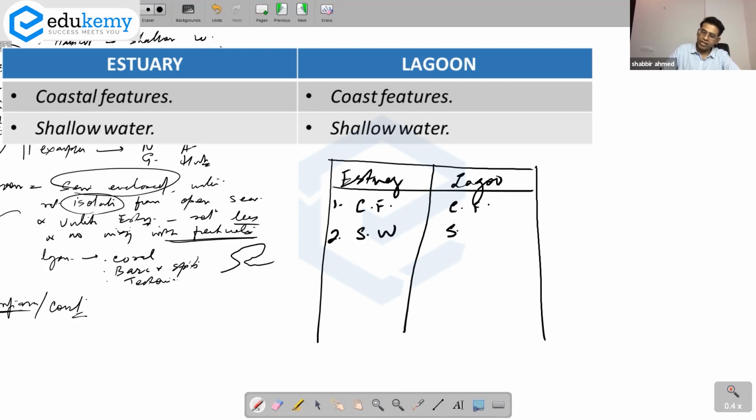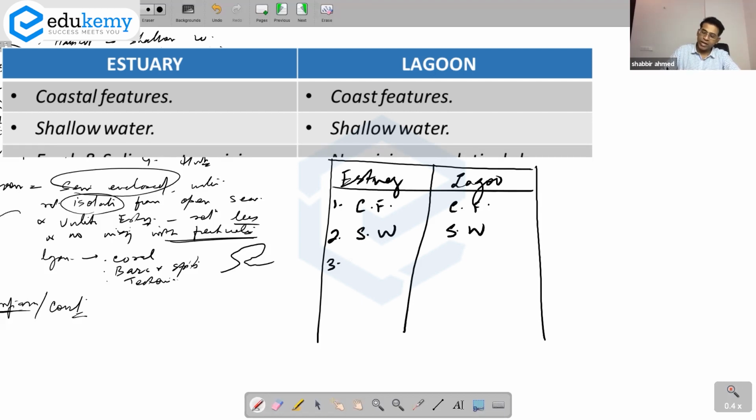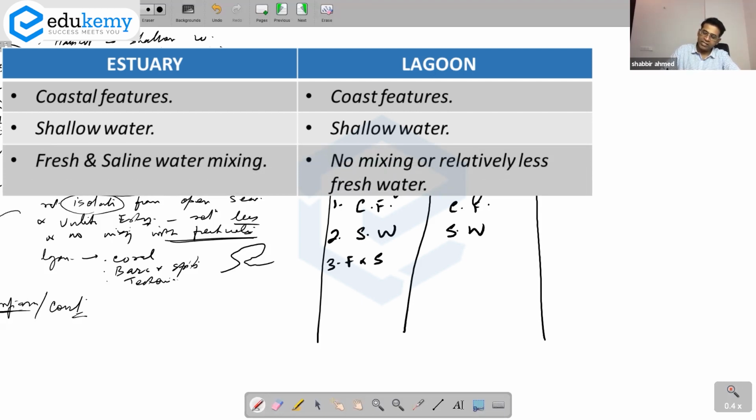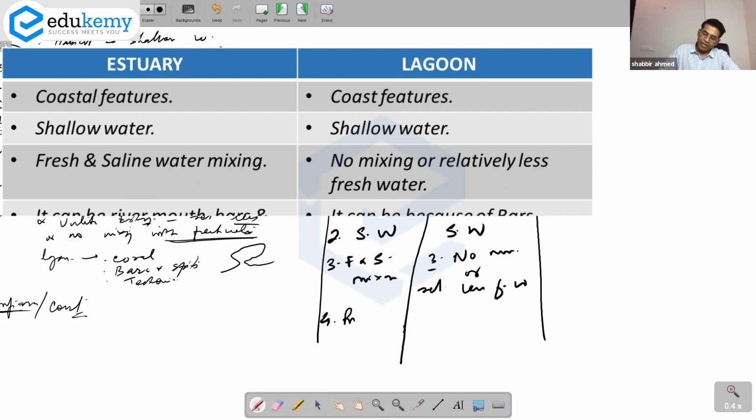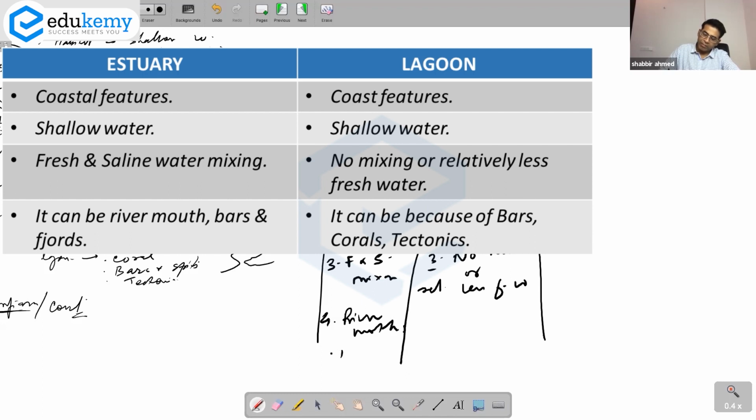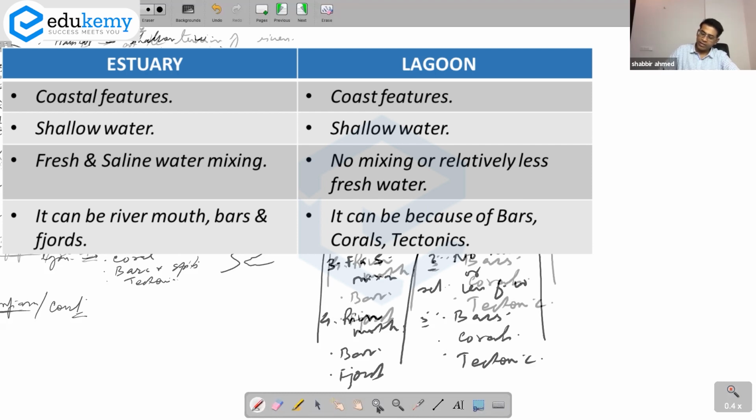These are also shallow waters, these are also shallow waters. This is where fresh and saline water mixes. This is no mixing or relatively less fresh water. Number 4, it can be a river mouth, it can be bars, it can be fjords. These can be because of bars. These can be because of corals. Lagoons can also be tectonic.